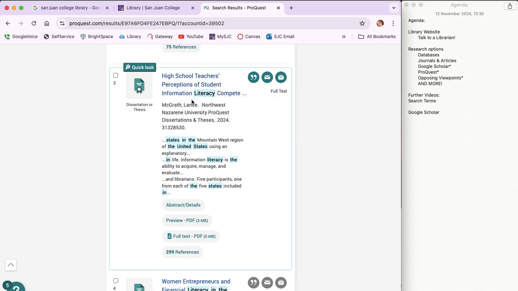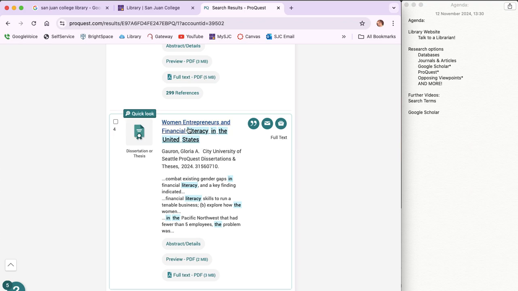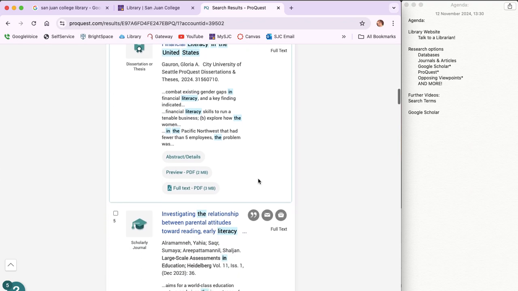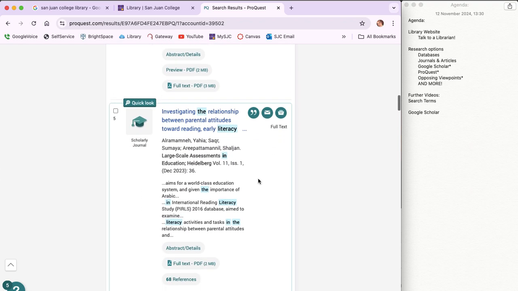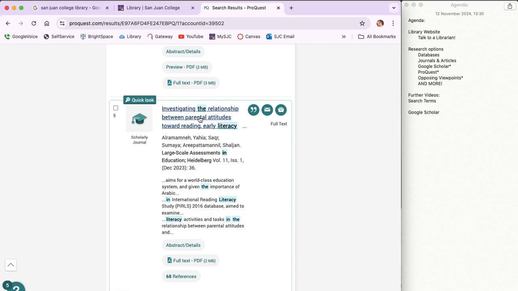Oh, so student information literacy, that's different than just reading. Like, I want to know about people reading novels or reading books or feeling confident about reading. And information literacy is a little bit different. What about this one? Women entrepreneurs and financial literacy. Oh, that's another kind of literacy, financial literacy. Again, it's not what I'm talking about, but I'm getting some ideas already about what's out there. So what about this one?